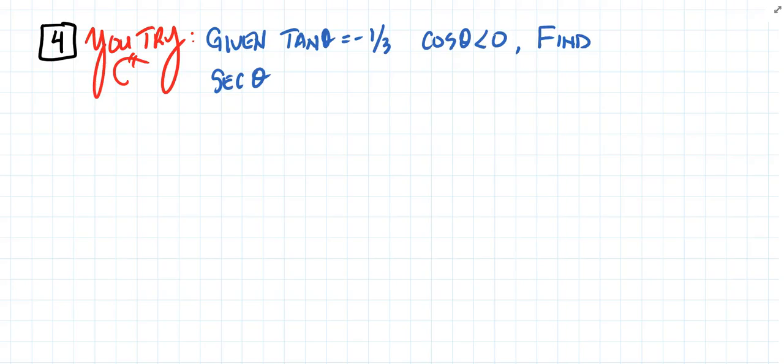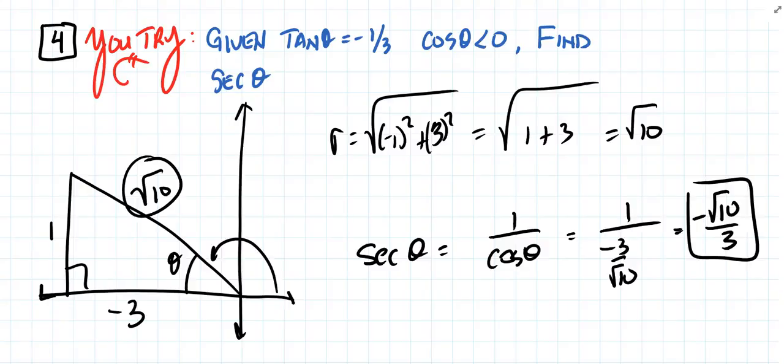Okay, box 4 is a yours-to-try. Given that the tangent of theta is negative 1/3 and that cosine is negative, find the secant of theta. Hopefully you got the right answer. Tangent is negative and cosine is negative. That's going to happen in quadrant number 3. Find the secant of theta. So I draw a picture in quadrant number 3, and I know that the tangent of my angle is negative 1/3.